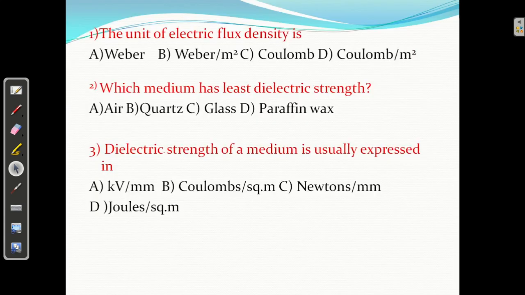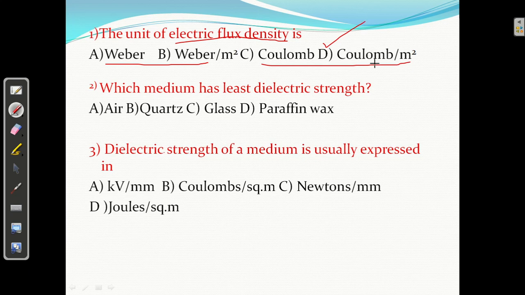These are the basic theoretical questions. Question number 1, the unit of electric flux density, right? Now see here, if you talk about the electric flux density, it is coulombs per meter square. This is related with the magnetic circuit. This is related with the electric circuit. So density means, if you talk about the magnetic flux density, it is Weber per meter square. Electric flux density, it is coulombs per meter square.